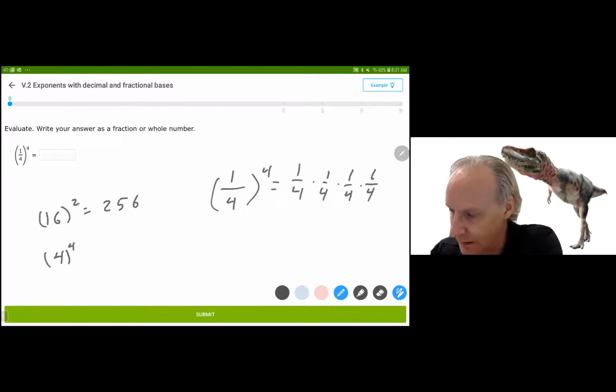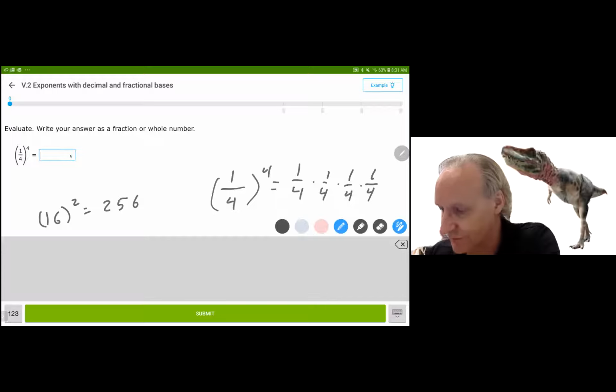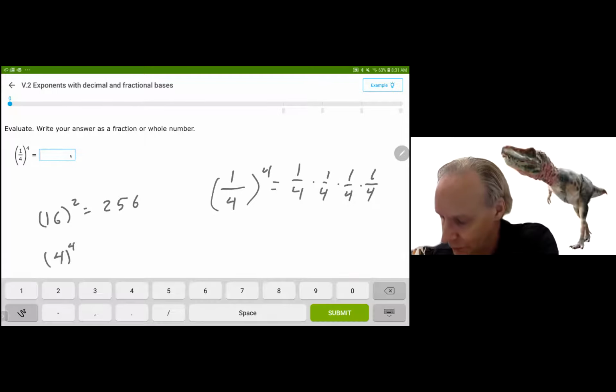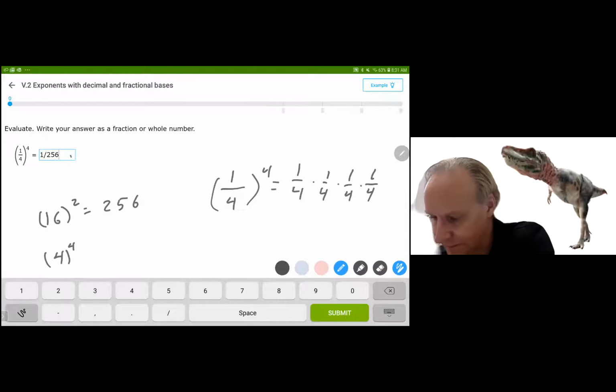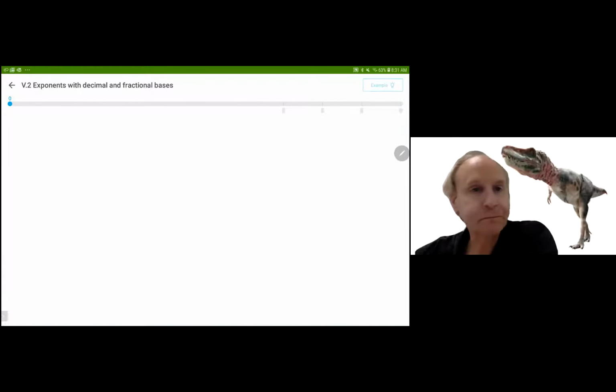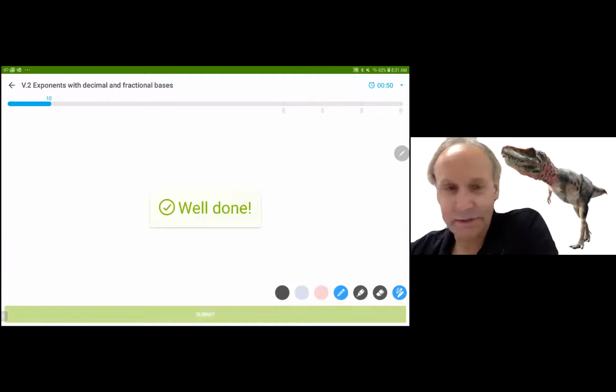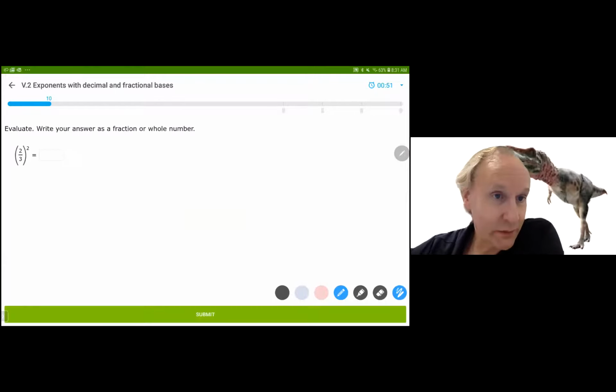So I'm going to try that. It says, write your answer as a fraction. So 1 over 256. I don't see a fraction bar, so it's probably okay. All right, let's see what we got next. Might be an easier one, might not be.